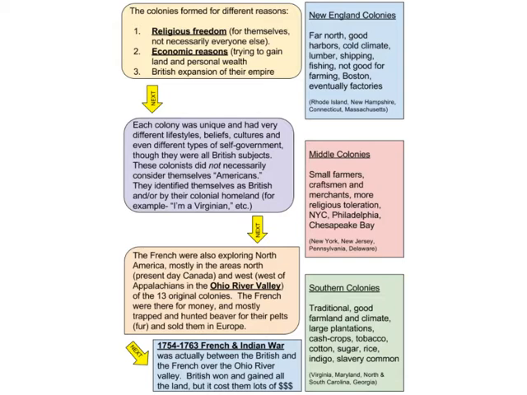So the southern colonies, they're more traditional, good farmland and climate, large plantations. Think cash crops, things like tobacco, cotton, sugar, rice, indigo. And then slavery was common in the South. Obviously, we know that as we get to the Civil War. So Virginia, Maryland, North and South Carolina, and Georgia were the southern colonies.